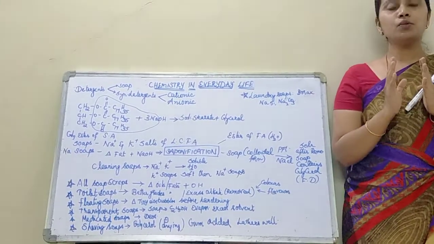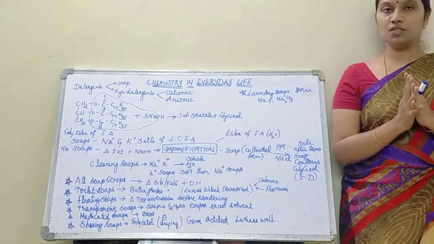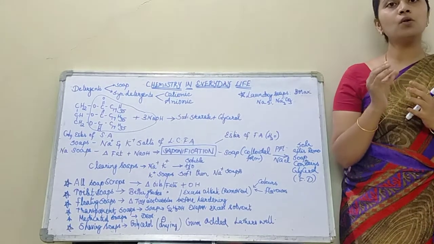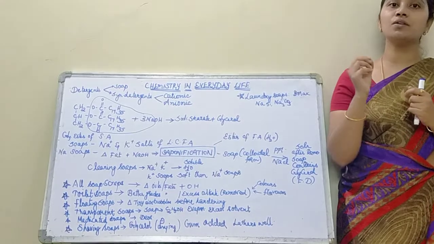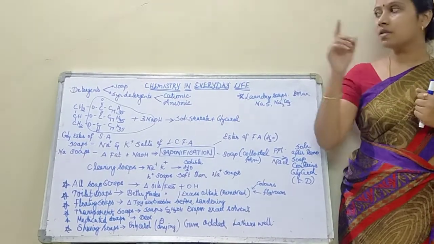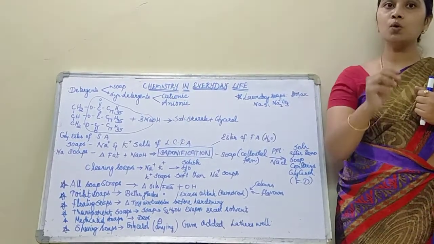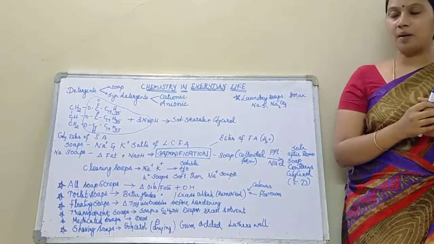Today's topic is cleaning agents, which are otherwise called detergents. We know the role of cleaning agents or detergents. They are going to remove the dirt, grease or fat which are binding to the cloth fabric. So what is the role of a detergent? They remove dirt, grease or fat droplets present in the cloth fabric.